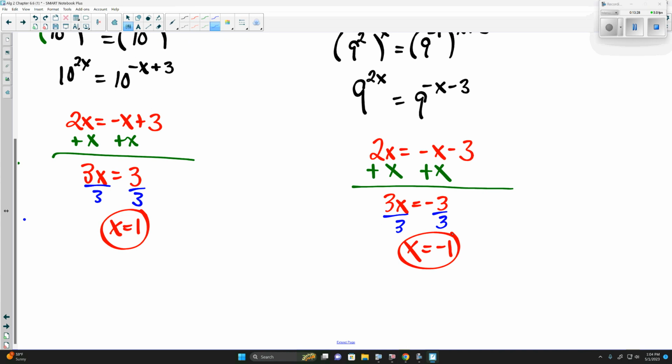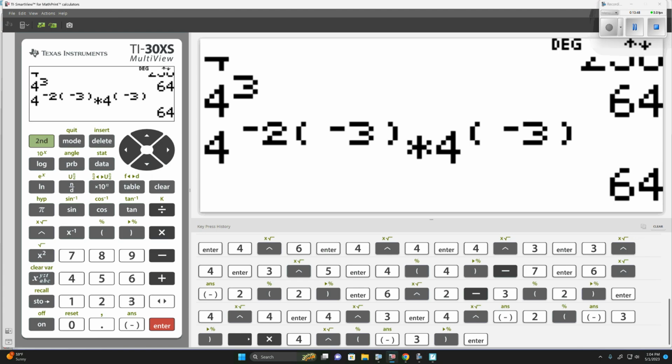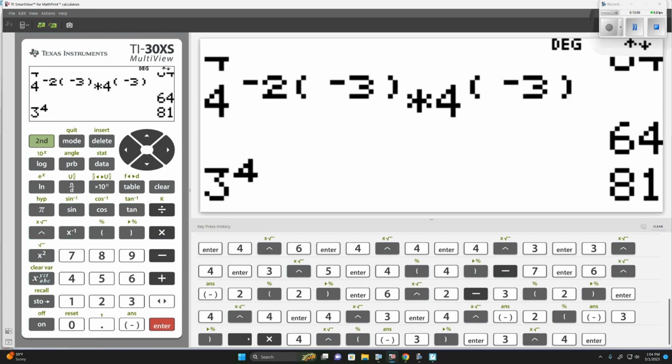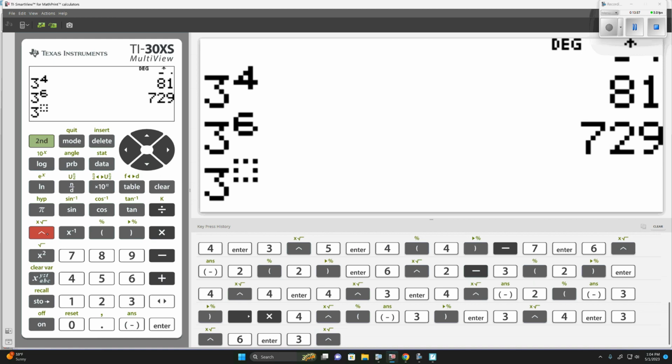We'll look at one more of these here, and then we'll move on to the next type. So here we have 3 to the 1 minus 2x is equal to, well, we really want 243 to be 3 to a power. What power do we think 243 would be to? Fifth.